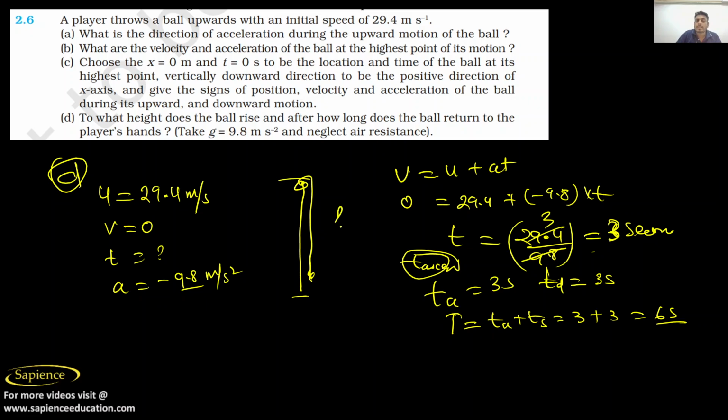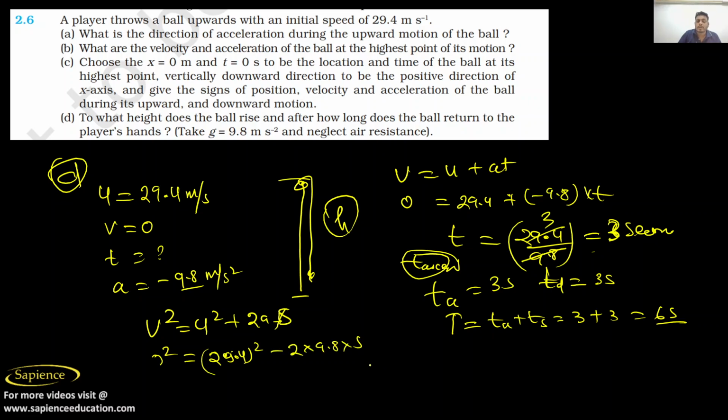But the thing is, what is the height? Can we use here v square is equal to u square plus 2as? Now we need s. So 0 square is equal to 29.4 whole square minus 2 into 9.8 into s. So finally you will get s is equal to 29.4 into 29.4 divided by 2 into 9.8. You will cut this 3 times, so finally you will get approximately 44.1 meter.